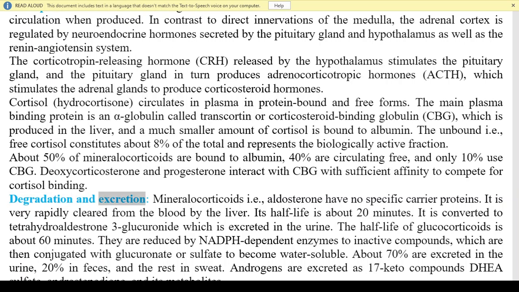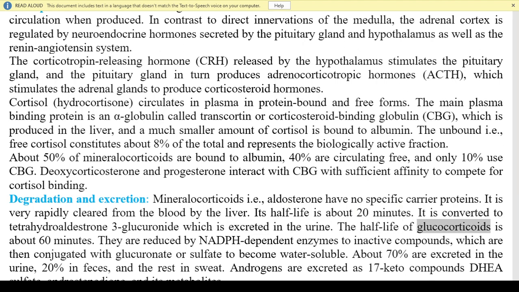Degradation and excretion. Mineralocorticoids, i.e., aldosterone, have no specific carrier proteins. It is very rapidly cleared from the blood by the liver. Its half-life is about 20 minutes. It is converted to tetrahydroaldosterone 3-glucuronide, which is excreted in the urine.